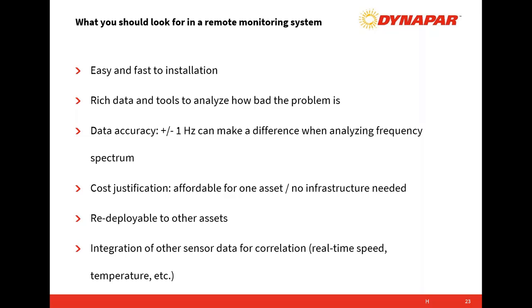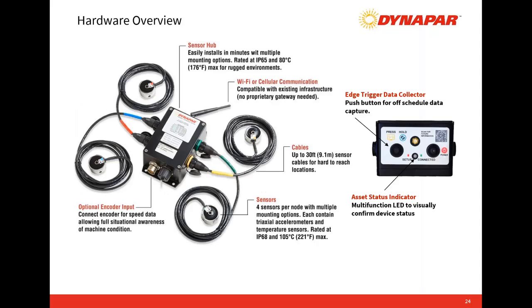take a look at the data, but even the machine operators, right? If they can see that data, now you're really getting the whole closed loop around how is our system operating. I'm not going to talk in depth about the system, but basically the Dynapar on-site hub and then 4 sensors allows you to deploy this hub to any particular piece of asset, any asset or any equipment.